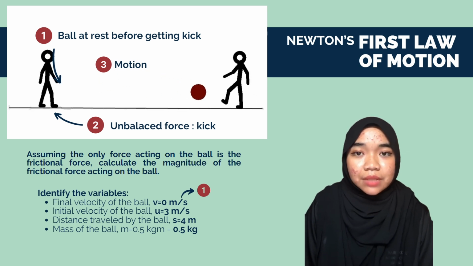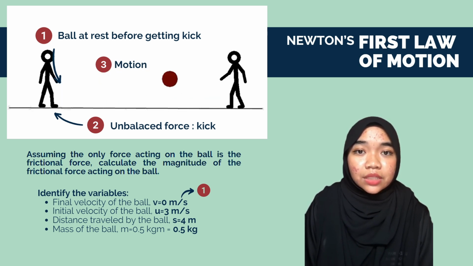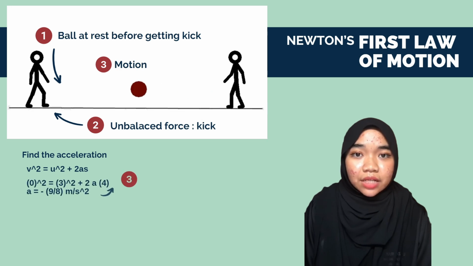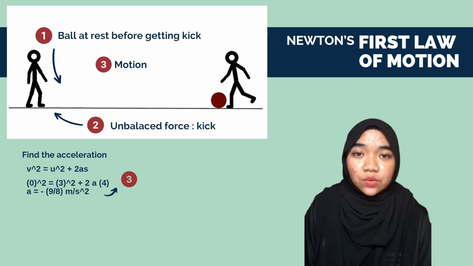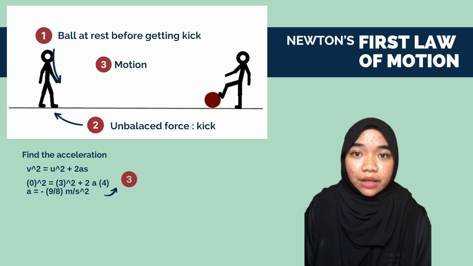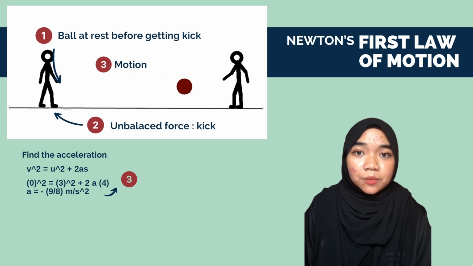Let's say it is 3 meters per second. The distance between the two persons is 4 meters. And lastly, the ball's mass is 0.5 kg. Find the acceleration using the formula v squared equals u squared plus 2as. Then we get a equals negative 9 over 8. Negative here is because the ball decelerates before being stopped by another person.